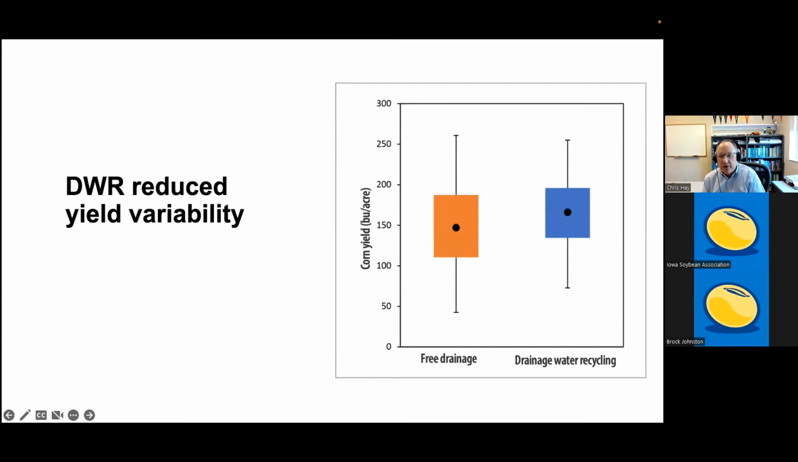And so you can see there that the range in yields was less with the drainage water recycling. So not only did we get higher yields, but they were less variable. A little more consistent crop production by having that drainage water recycling as opposed to just free drainage.